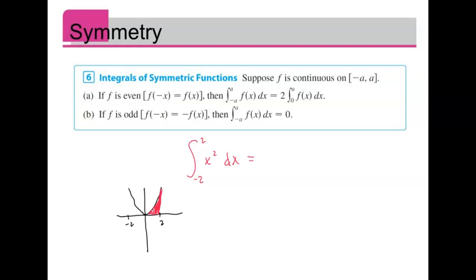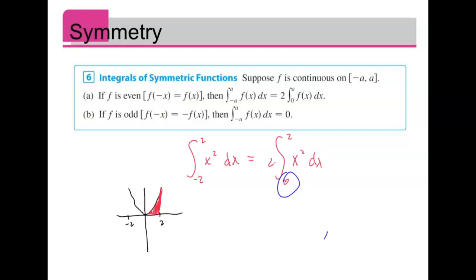So what I can do is update that to be 2 times the integral from 0 to 2 of x squared dx. It may not seem like a lot, but sometimes having that lower limit be 0 is nice. 0 is an easy number to plug in, right? Because it just cancels everything out. It makes things a little bit easier. So know that you have that option if you know the function is even.